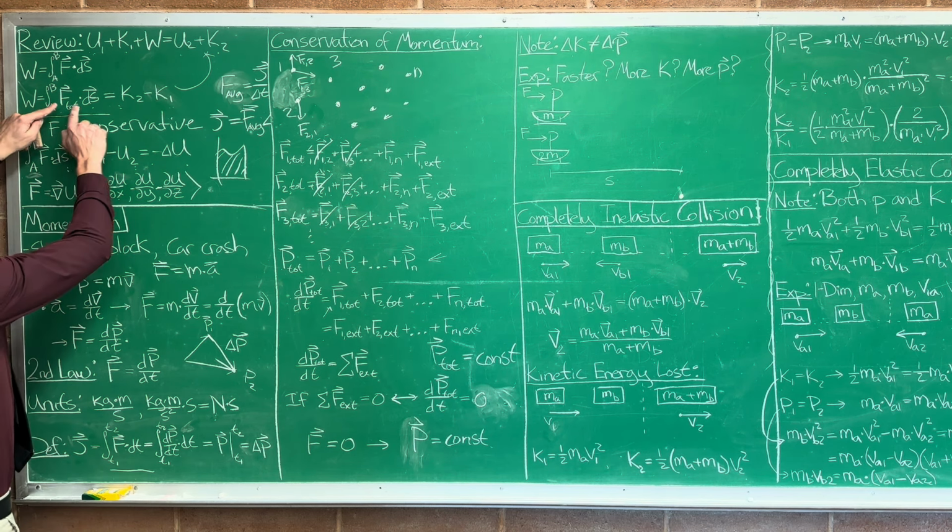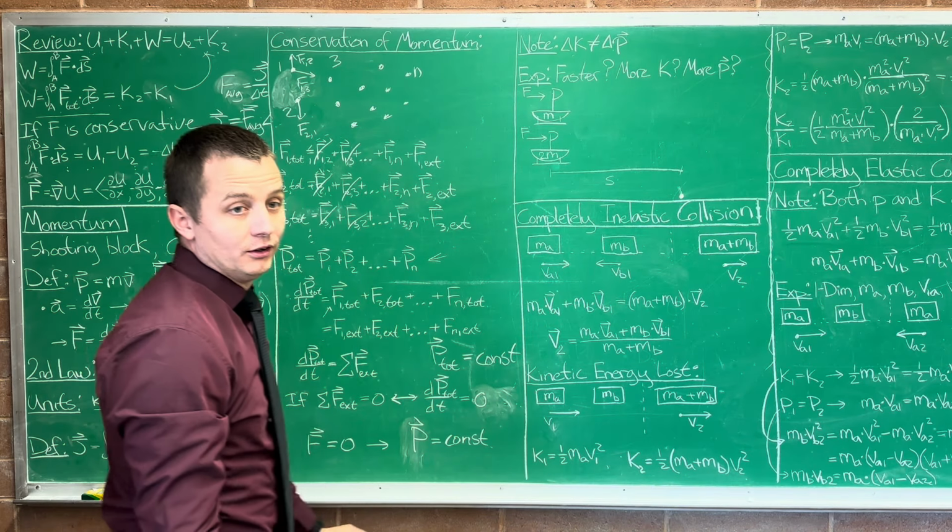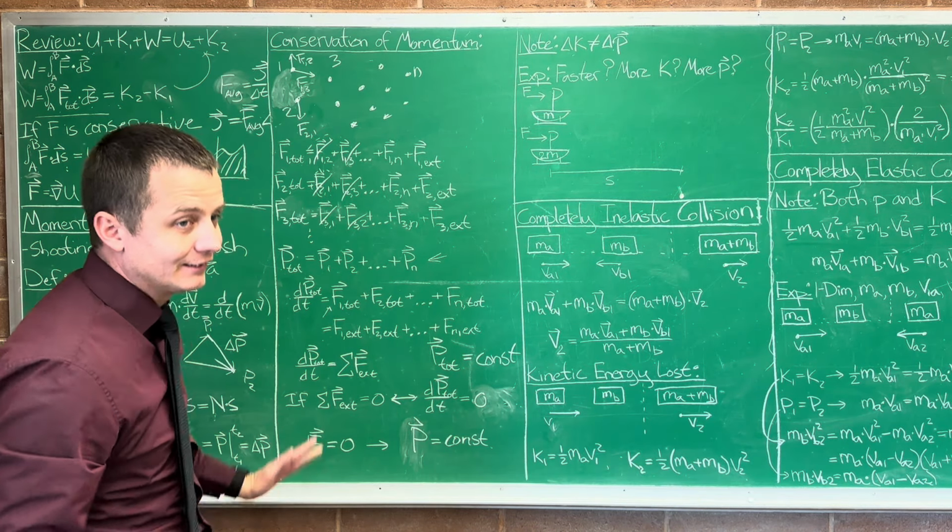Energy is a scalar quantity. Momentum is a vector quantity. Which makes sense. These we typically get by integrating a force with a displacement. These we typically get by integrating a force with a time. So they're closely related, but very different at the same time.